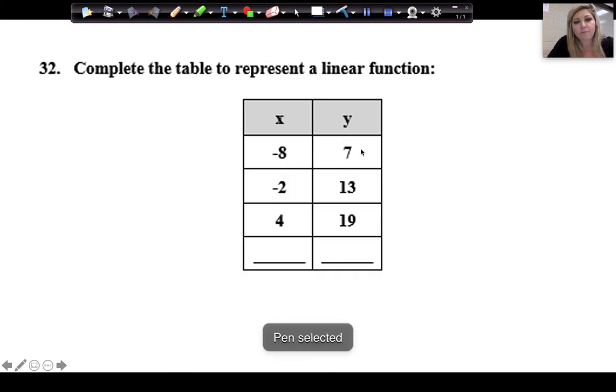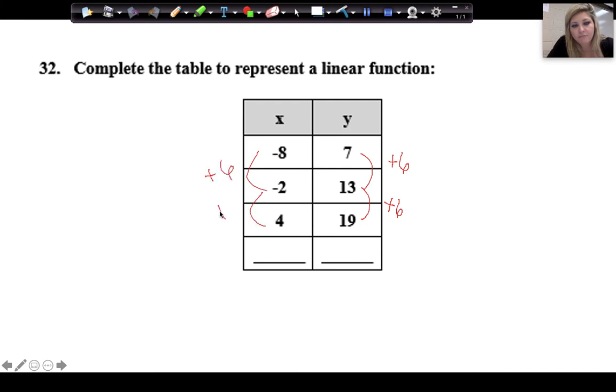Complete the table to represent a linear function. Okay, so here we are adding 6 each time. And here we are adding 6 each time. Okay, so here we need to add 6 again. Okay, so 19 plus 6 is 25, and 4 plus 6 is 10.